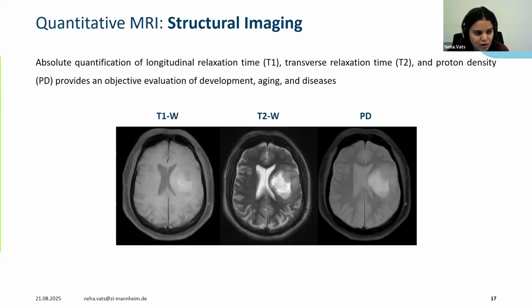Here is an example of how a T1 weighted image, a T2 weighted image, and a PD image look. Here you can clearly see in the T2 weighted image the white region. That is a brain tumor region. And you can clearly see some part of it in the PD image also, and very minorly it can also be seen in the T1 weighted image. With these structural images, you can only get the anatomical information. But you can also quantify T1 relaxation time, T2 relaxation time, and proton density from these images.